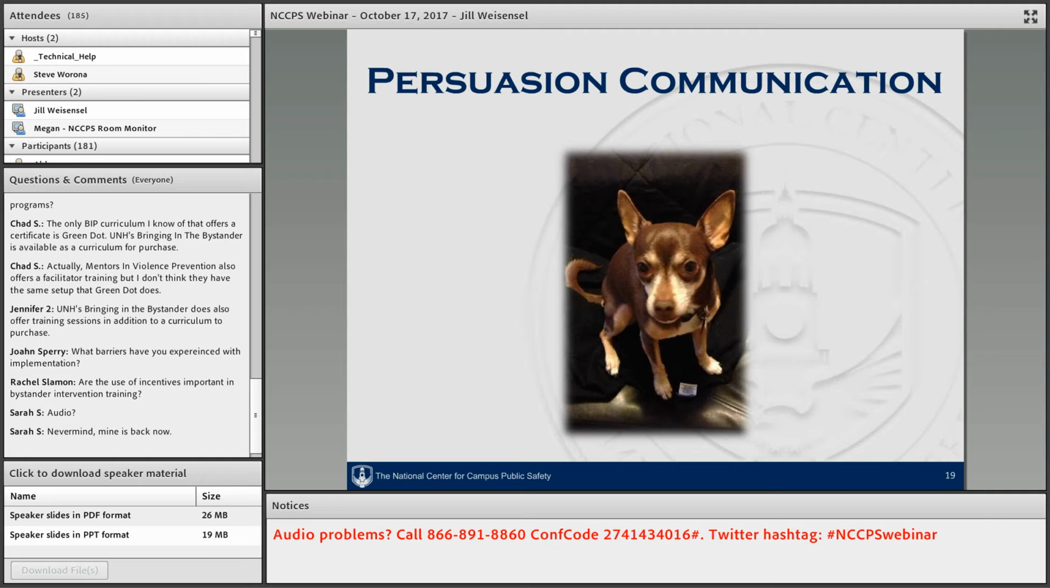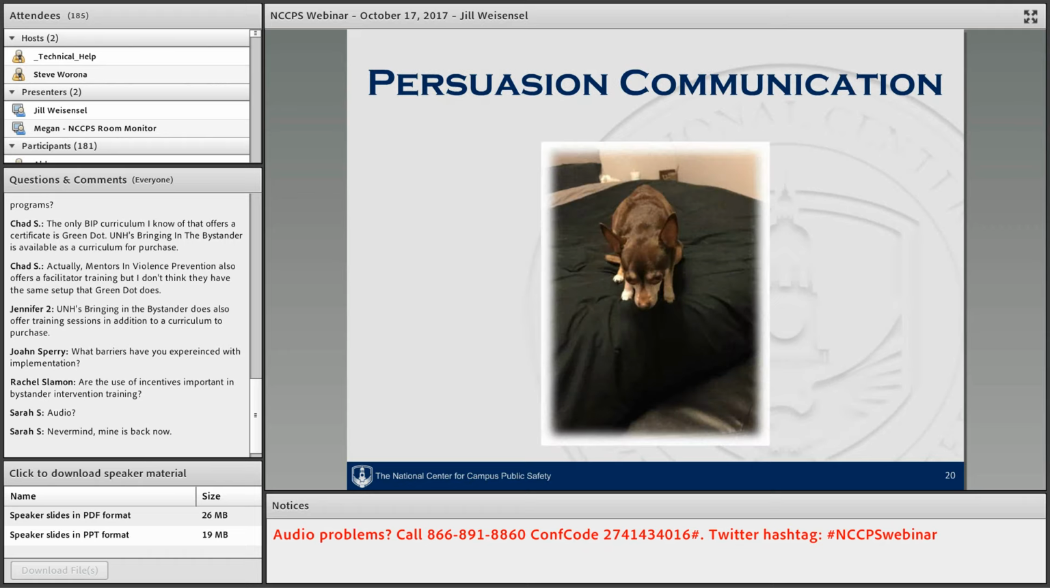So this here is Moose. He's 12 pounds. It reflects his personality, not his size. I just snapped a quick picture of him. I don't think anyone would deny that.